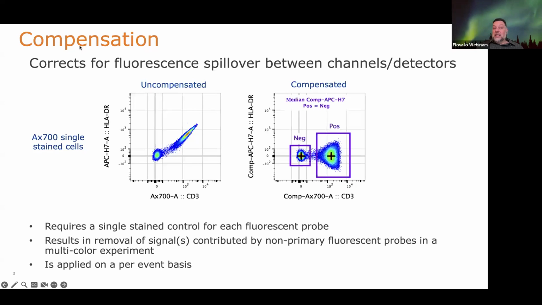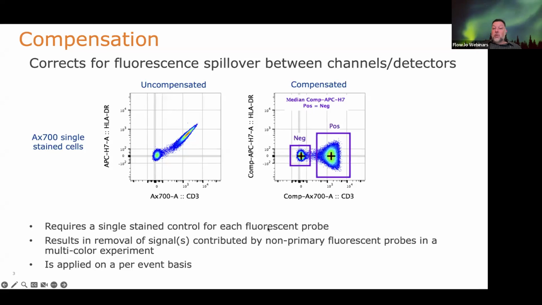So the basic need of compensation is there for every single multicolored panel, whether you do 2 colors or 30 colors. And each color needs its own single stain control. So each fluorescent probe, that could be an antibody conjugated to a fluorochrome targeting a specific antigen, or it could be a dye that targets the cell membrane or the cell or DNA, right?